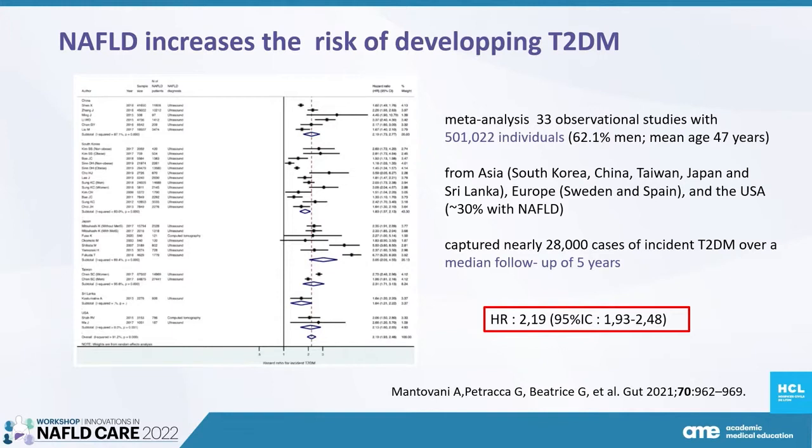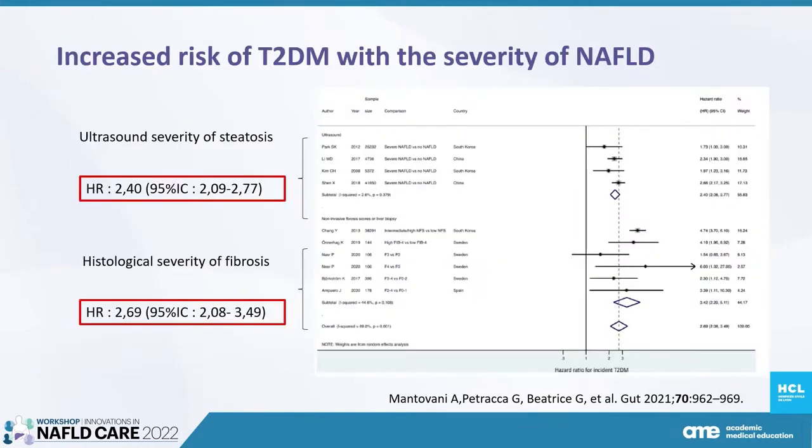You see that the prevalence of NAFLD in this meta-analysis is around 30%. And the longitudinal follow-up of up to 5 years was able to capture 29,000 cases of incident type 2 diabetes. And what it tells us is that the risk of incident type 2 diabetes in patients with NAFLD at baseline, without type 2 diabetes, is twofold higher compared to patients without NAFLD. So this is clearly something that we need to take into account. You have also a very increased risk of developing type 2 diabetes if you have a patient with NAFLD.